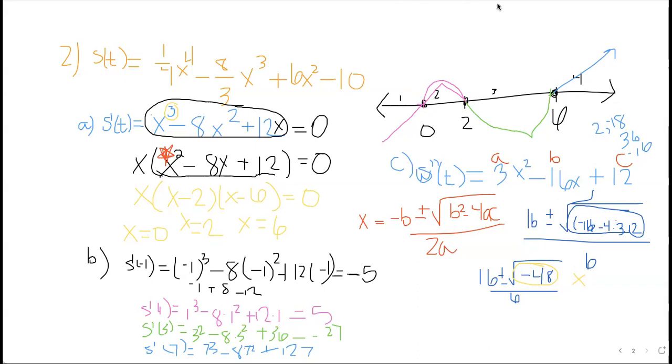All right, last but not least, let's get to our last question of the jerk. So last question, jerk. So when does the object jerk? So now we need to find the derivative of the derivative. So we're finding the derivative of the acceleration function. So s prime prime prime of t. And that would give me 6x minus 16.